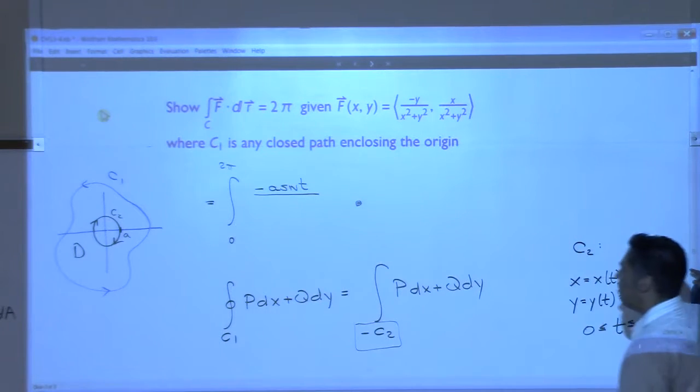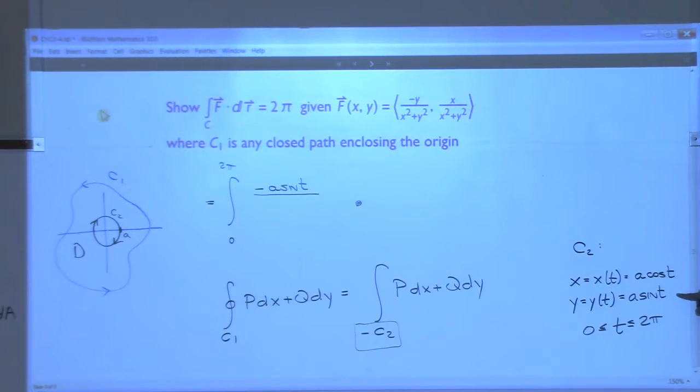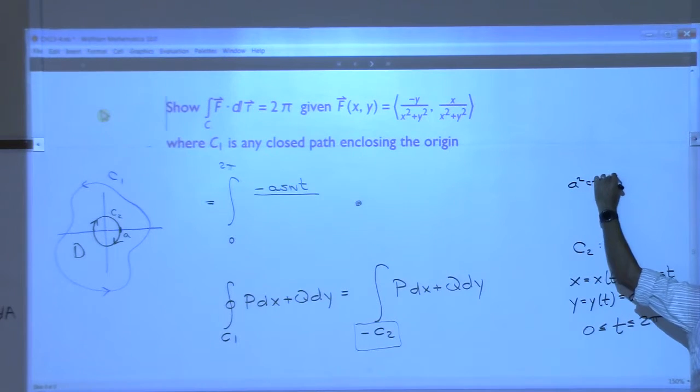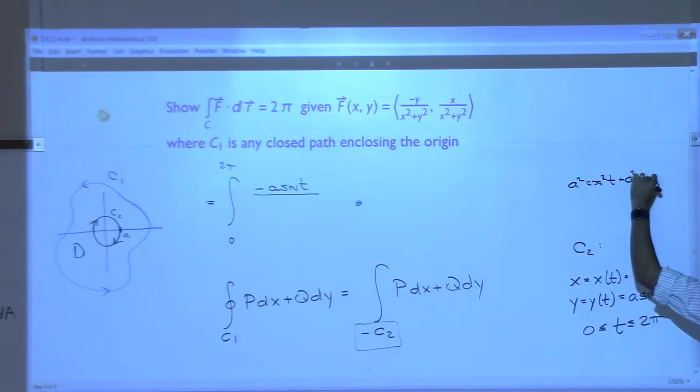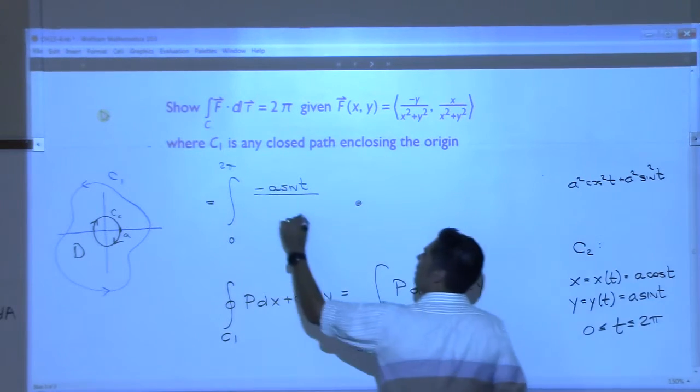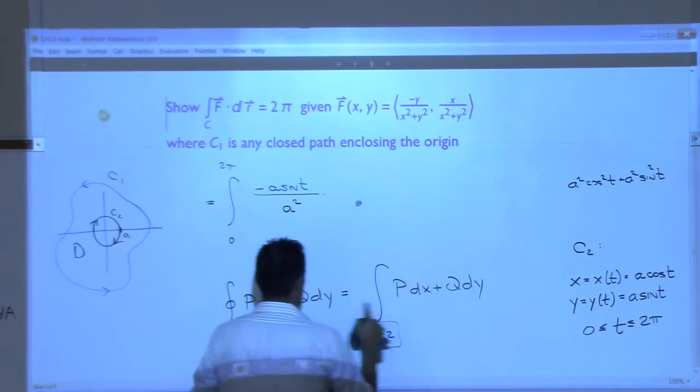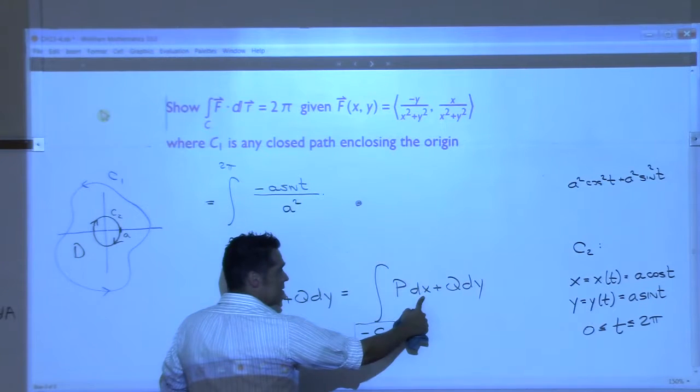This one's not so bad. What's this squared plus this squared? Yeah, you're close. When we square those, it'll be a squared cosine squared t plus a squared sine squared t. And you can pull out the a squared and you'll get your 1. So the bottom should just be a squared. That's p.